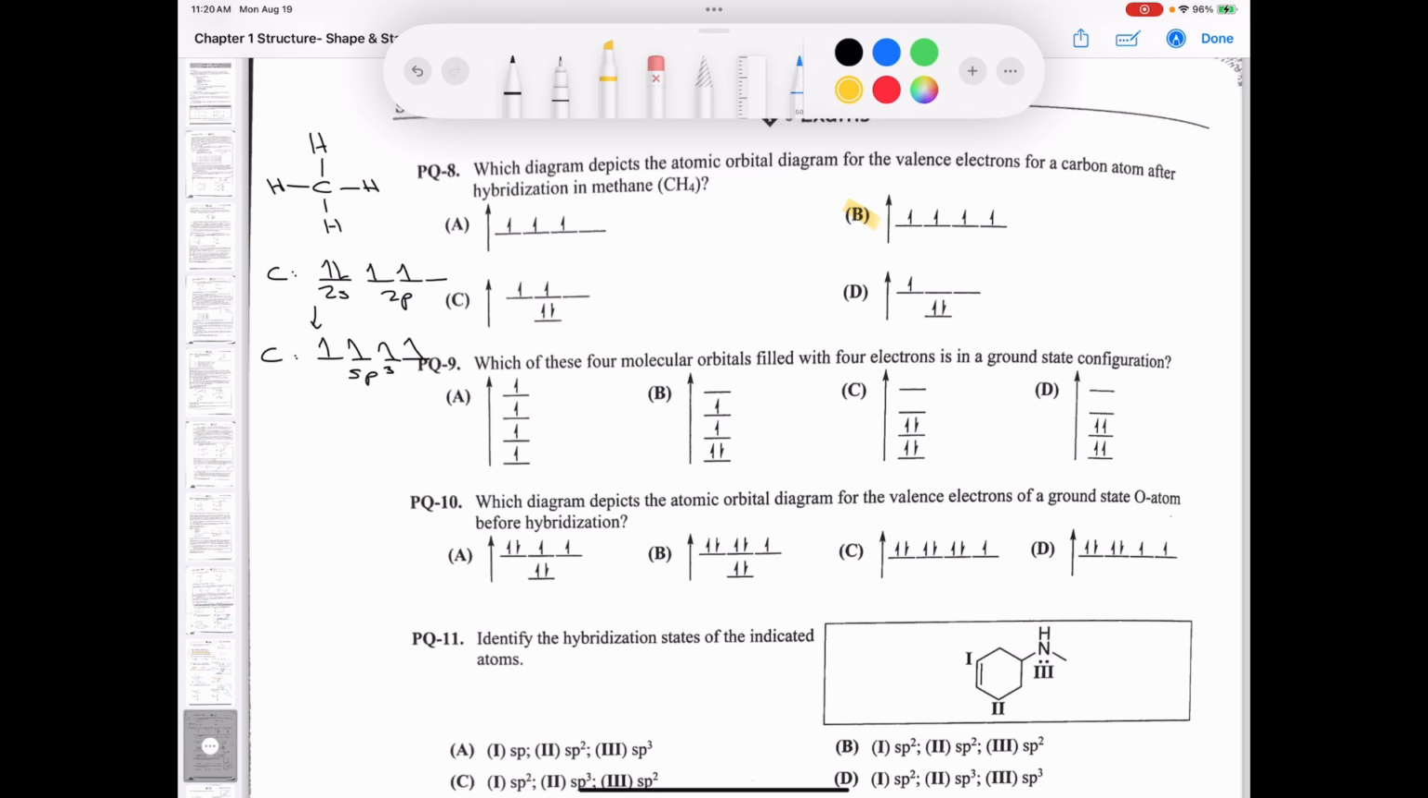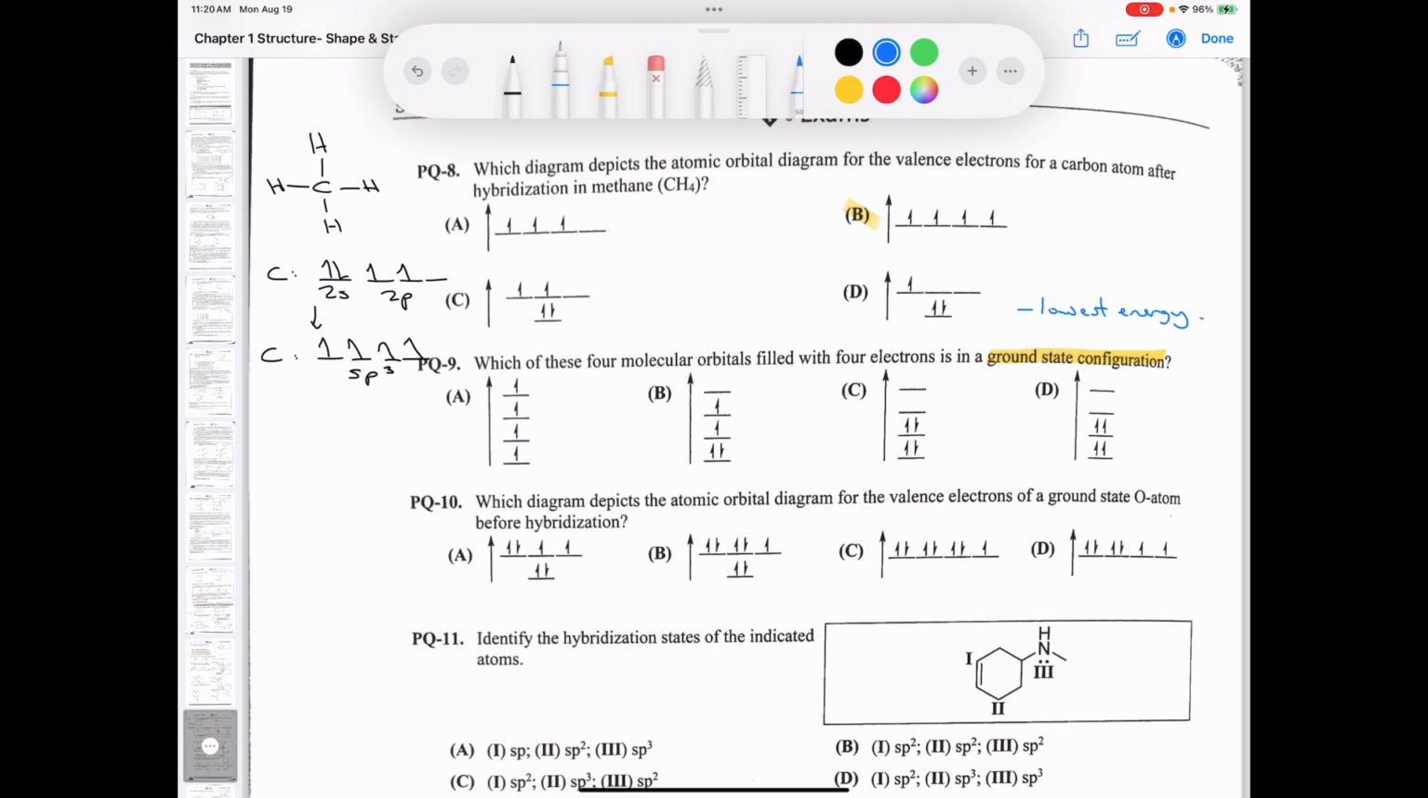Question number 9, which of these 4 molecular orbitals filled with 4 electrons is in a ground state configuration? So for a ground state configuration, you've got to remember that everything is going to be in its lowest energy. So that means you're going to have electrons paired up in the lowest energy orbitals. They're going to obey the Aufbau principle, so you're going to start in the lowest energy orbitals. Then they're going to follow Hund's rule.